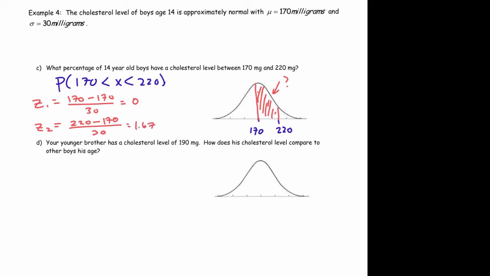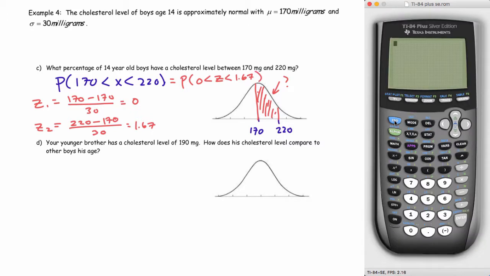Okay, so the percentage of boys in this range is the same as the percentage of z-scores in general that are between 0 and 1.67. So we take out our calculator, and this is what's going to be a little new. The first number we put is that first z-score, which is 0, and then the next number is 1.67.